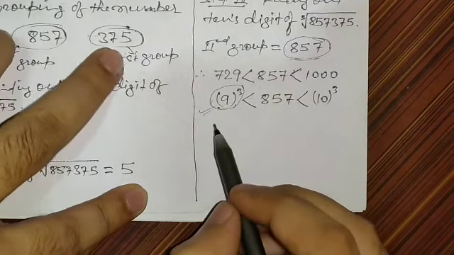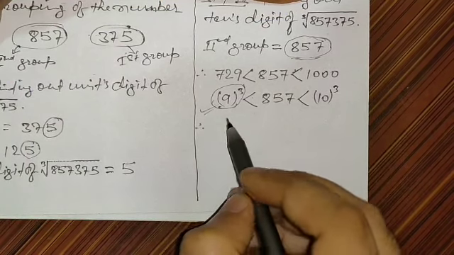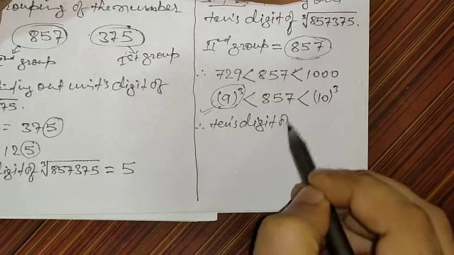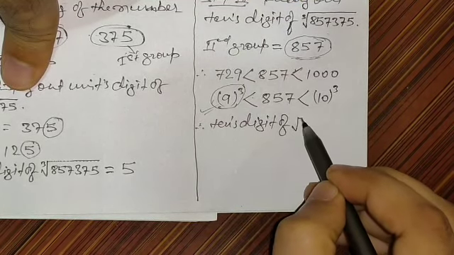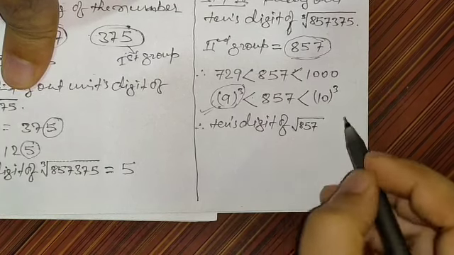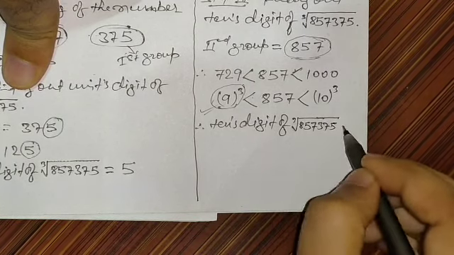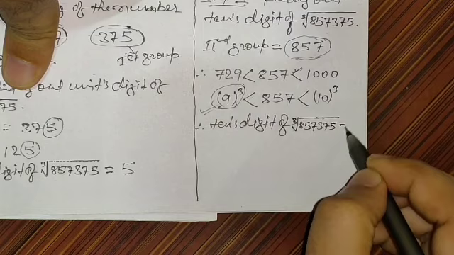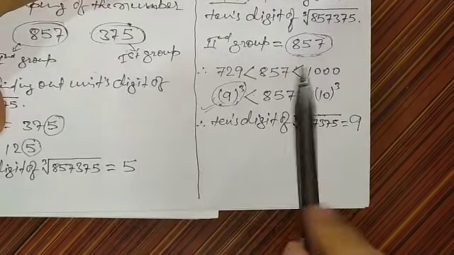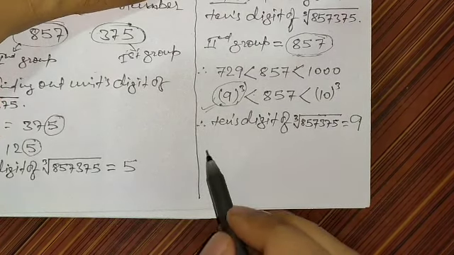Okay, so as I had written units digit of cube root, therefore tens digit of cube root of 857,375 is equals to 9. I hope so you will understand. This is very easy. Just find out between which two perfect cube numbers it is going to lie and then take the smaller one. That's it. So we have found out our result.